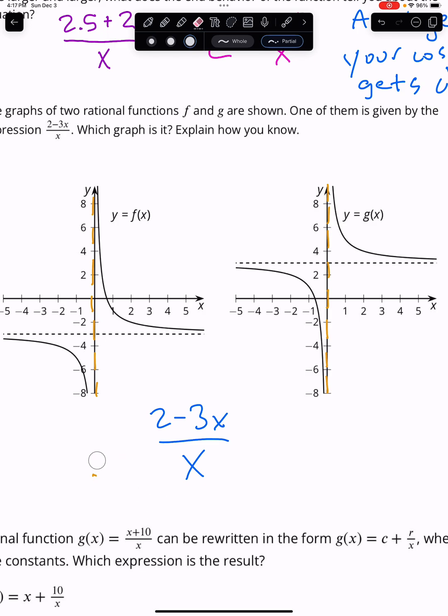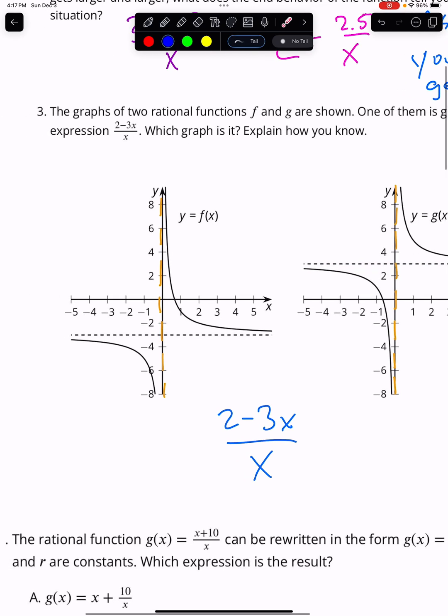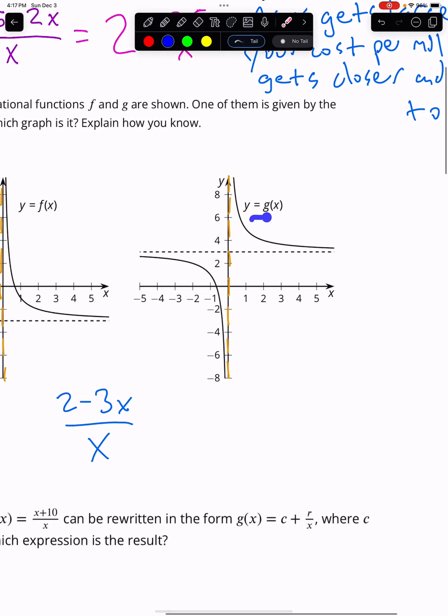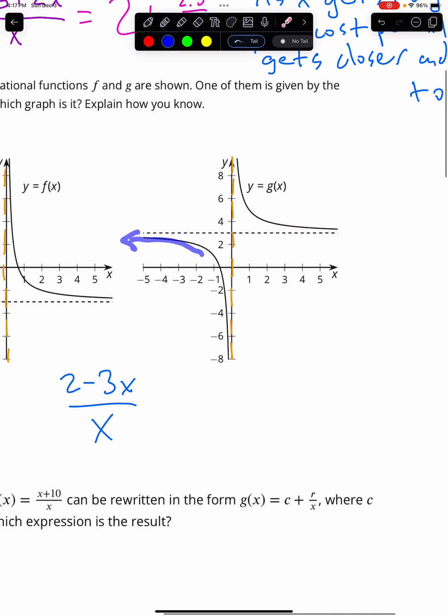So the clue must be in the end behavior. What's causing this graph to be approaching, looks like positive 3 over here on g of x, and in f of x, it's approaching negative 3. As x gets really, really big, y is going to get super close to negative 3 on f of x. And on g of x, as x gets really, really big, or really, really small, y is getting closer and closer to positive 3.